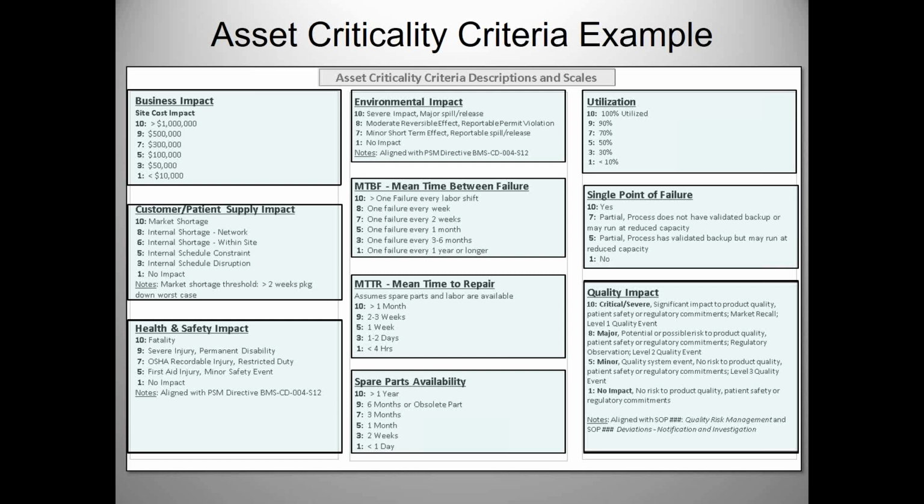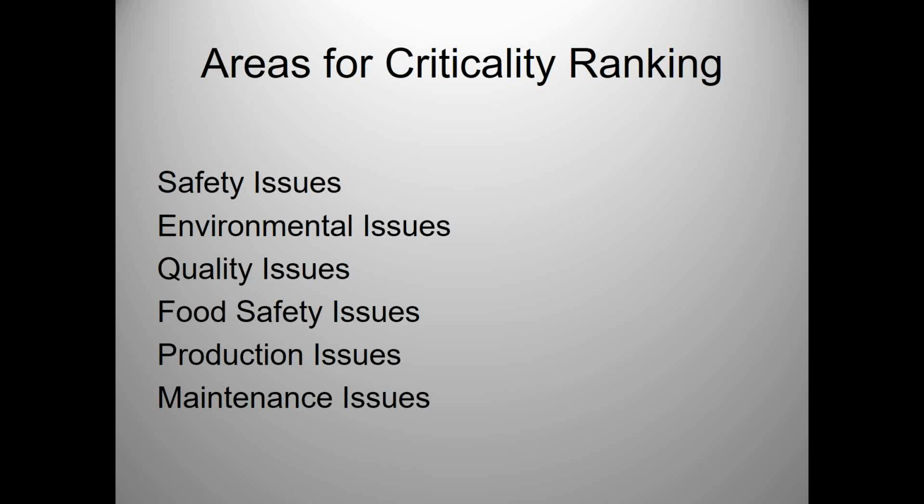Is this a single point failure? And what's the quality impact? How does it affect the quality of our product, or the quality of the product that your customer is going to make with it? So again, just a lot of considerations to look at in asset criticality. But here are the ones in the two databases that I have, or the main database I have. You can add more in the new database, but we always want to look at safety issues around a failure.